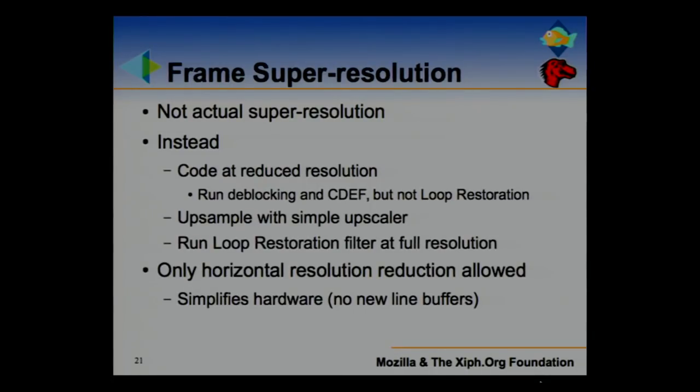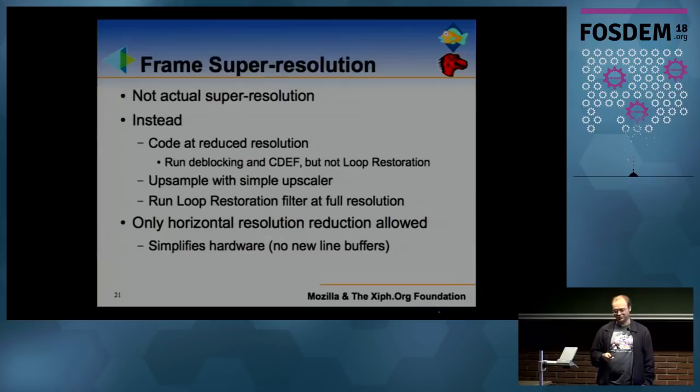Frame super resolution. So if you actually know what the academic community calls super resolution, which is upsampling images by using motion interpolation to get finer detail, that's not what we're doing at all. What we're actually doing is coding a frame at a reduced resolution, then upsampling with a very simple filter, and then running loop restoration on the full resolution image. And basically, the loop restoration of the full resolution image gets rid of all of the artifacts from the very simple upfilter. So only horizontal resolution reduction is allowed, so we can squeeze the image this way, but not this way. And that's, again, to simplify hardware buffering. But what this lets you do is get much more gradual bitrate scaling, so you don't have to do things like cut your entire video resolution in half or something like that.